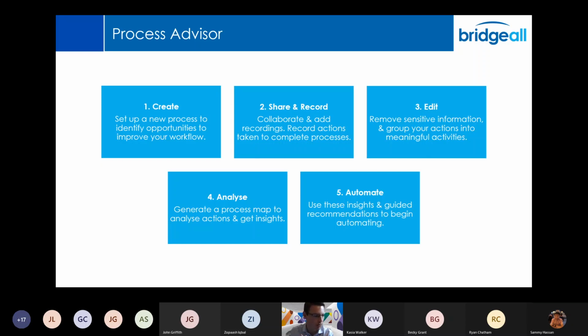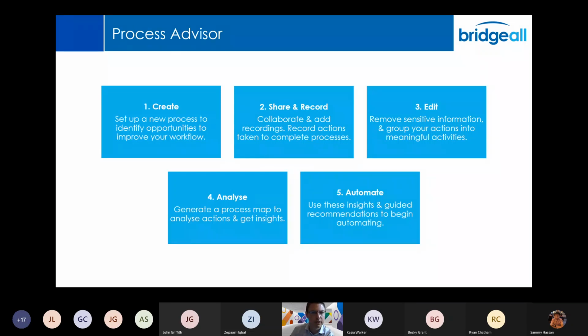You then go through step 4, which is the analyze stage. Then you're looking at a process map, and you're able to generate the actions and the insights out of it that will help you then move on to stage 5, which gives you guided recommendations for how to automate it in Power Automate, and how to set up a Power Automate flow to automate that.